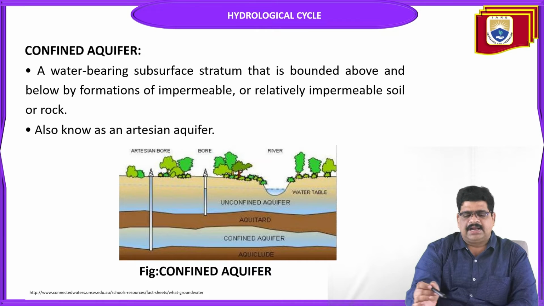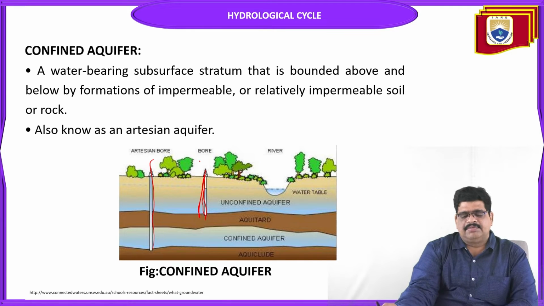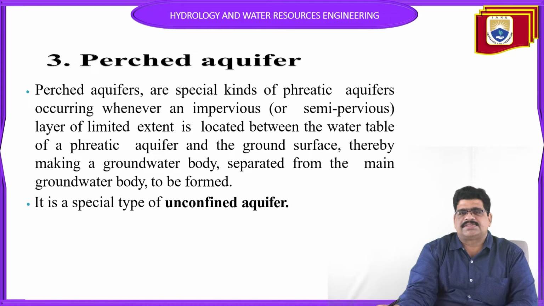Next, confined aquifers and the water table, for better understanding. So let us see the diagram. In the unconfined aquifer, water can be available from the wells. In some areas there is doubt about the availability of water. That is the confined aquifer. The third one is perched aquifers.